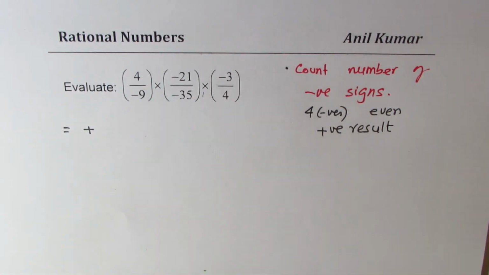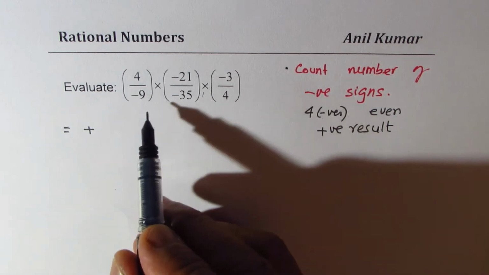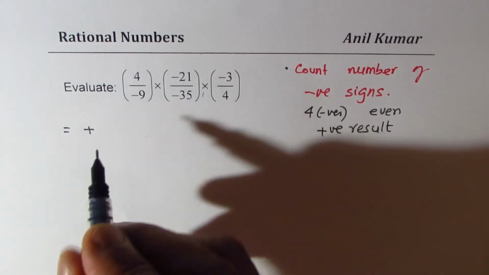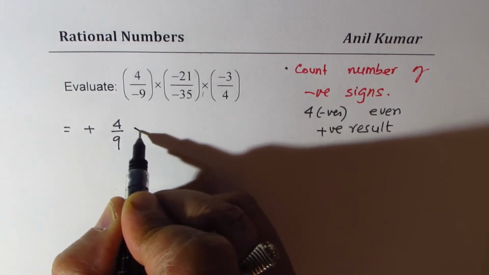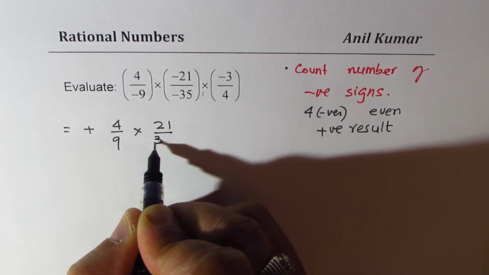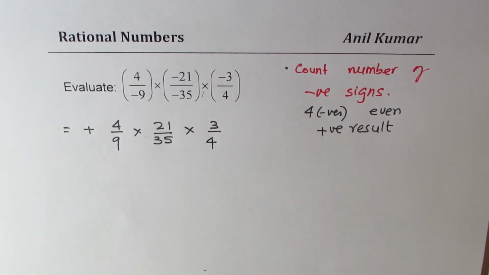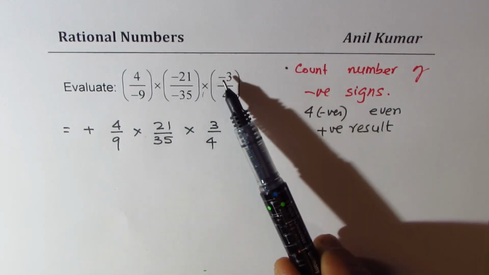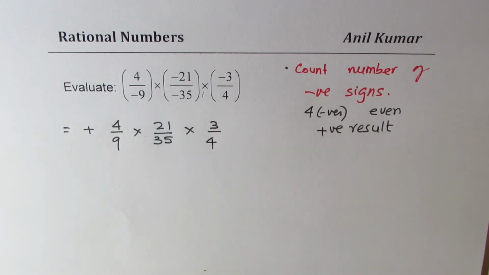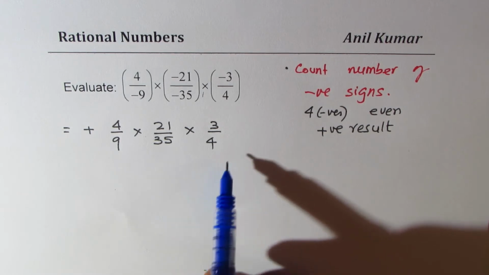So all these negatives cancel and we get a positive result. Now, since it is only multiplication, we could write it as 4 over 9 times 21 over 35 times 3 over 4. So do you notice in the first step, we have simplified and taken care of the signs. So this negative cancels with that, that cancels with this. You could see it like this. But truly speaking, you just count them. If you have an even number of negatives, you get a positive result. Does it make sense to you? Okay.